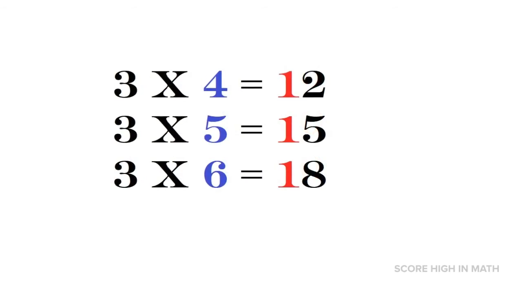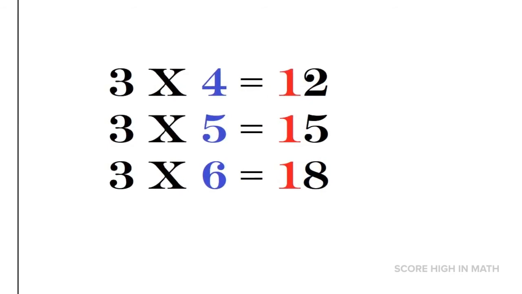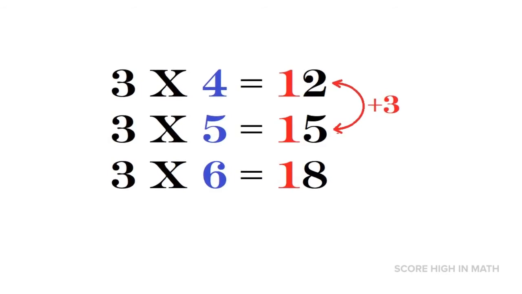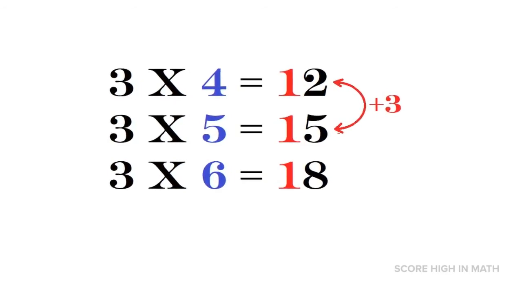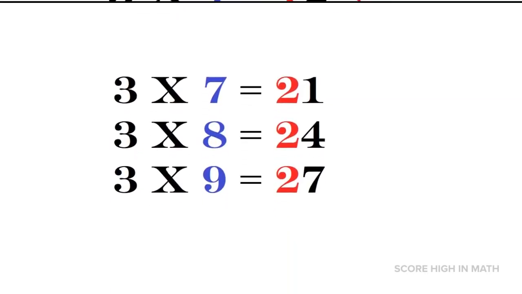3 times 4 is equal to 12. 3 times 5 is equal to 15. And 3 times 6 is equal to 18. On the answer, you're just going to add 3. 12 plus 3 is equal to 15. And 15 plus 3 is equal to 18.